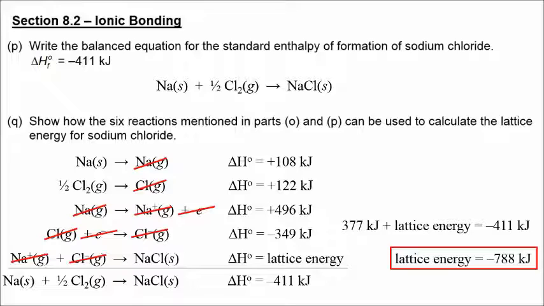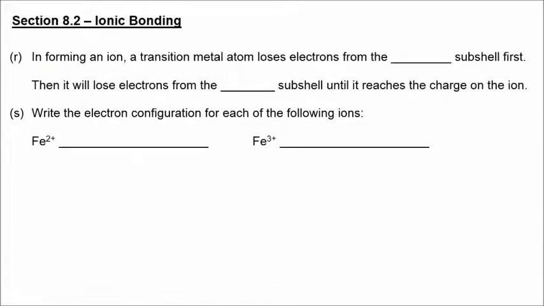So what does that mean? That when 1 mole of sodium chloride is formed from gaseous ions, it releases 788 kilojoules of energy. You could say it another way. It takes 788 kilojoules to completely separate 1 mole of sodium chloride into gaseous ions.